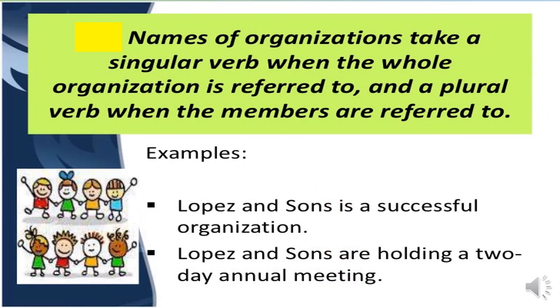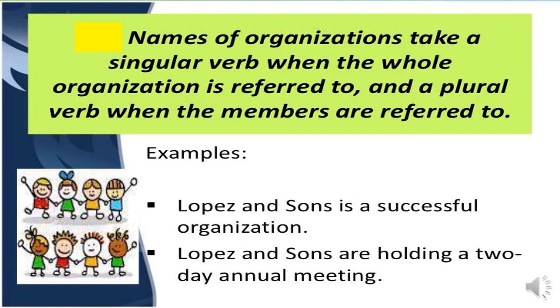Coming to the names of organization, they always take a singular verb when the whole organization is referred to, and a plural verb when the members are referred to. So I told you when I was talking about the soccer team, that is the collective nouns. So here also the same rule applies. Name of an organization is one, so it is considered as only one, and that's why we have the singular verb.